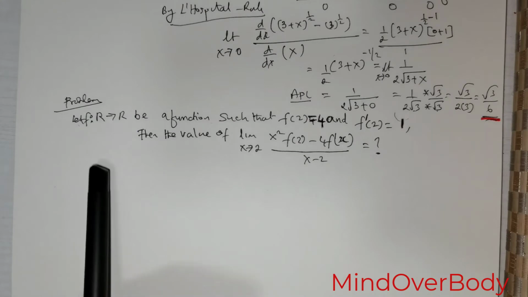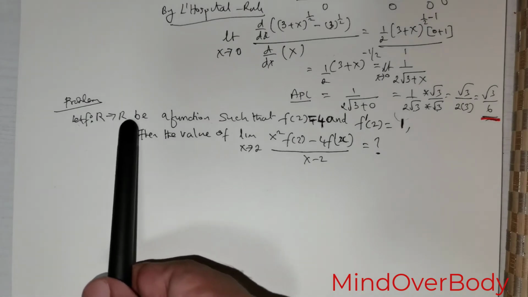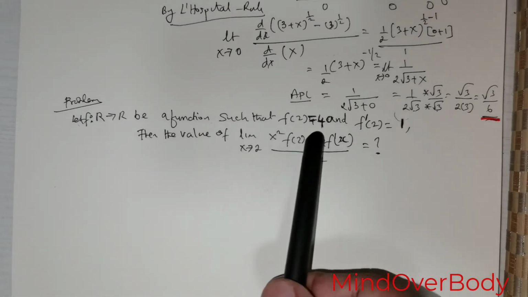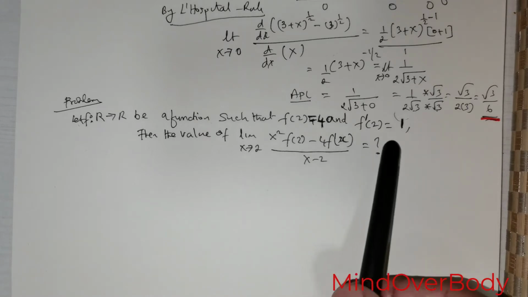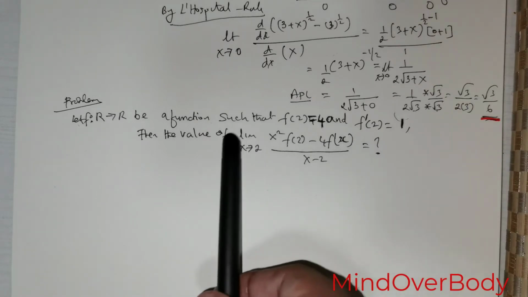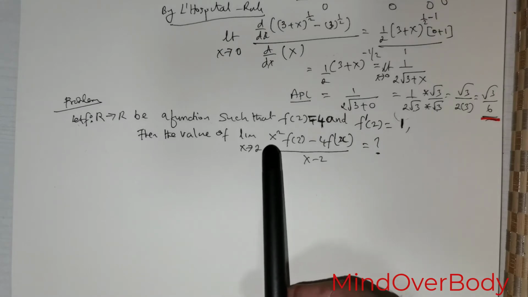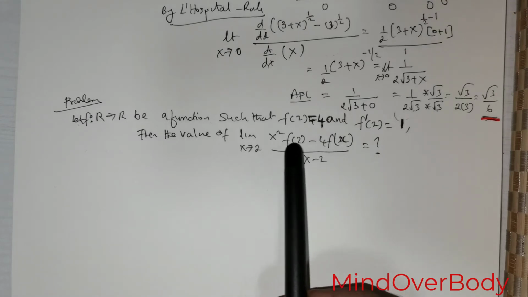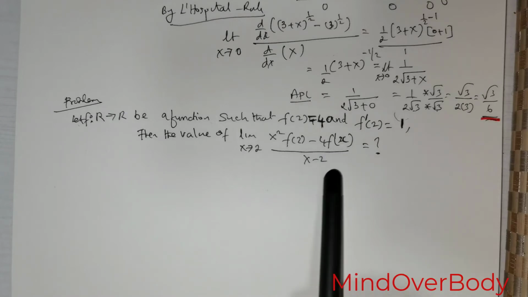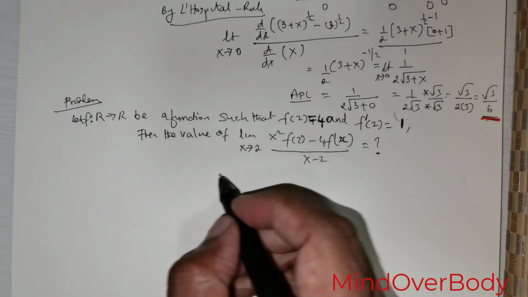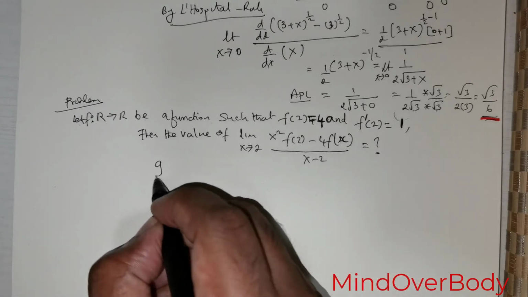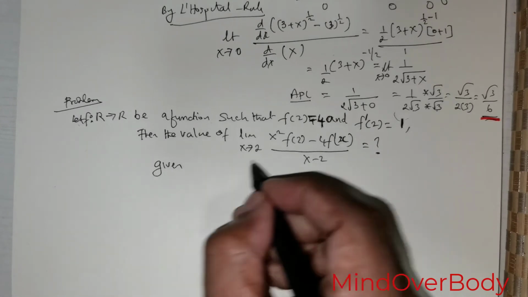Students, we are given this question. f is defined from R to R such that f of 2 is given to be 4 and f dash of 2 is given to be 1. We are expected to find the value of limit x tending to 2. The numerator term is x squared times f of 2 negative 4 times f of x divided by x minus 2. So foremost what we have to do is, this is given. So let me just start off by writing the problem.